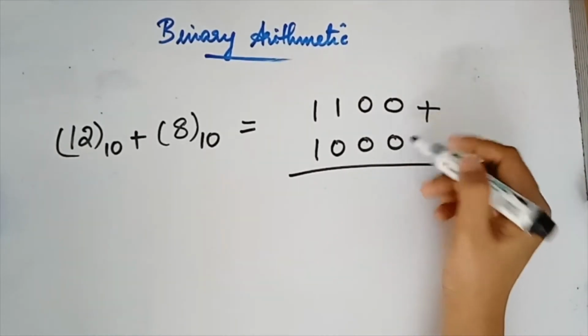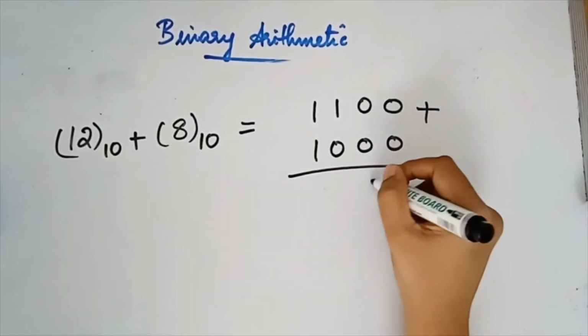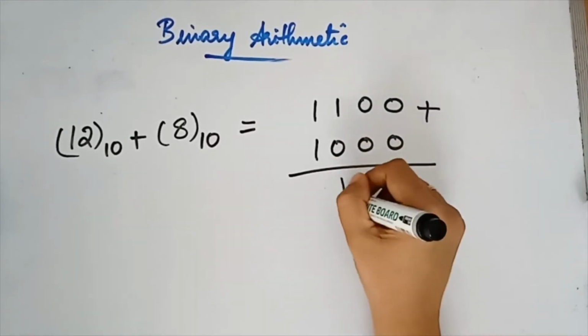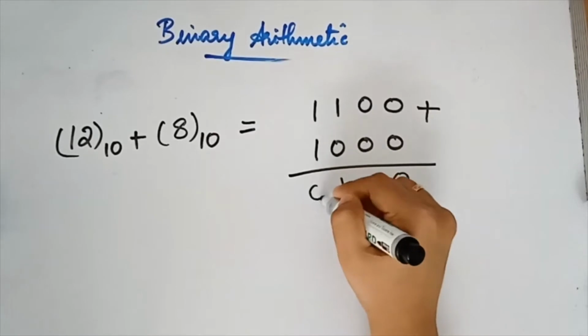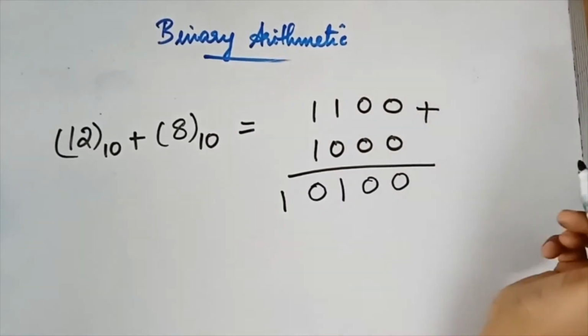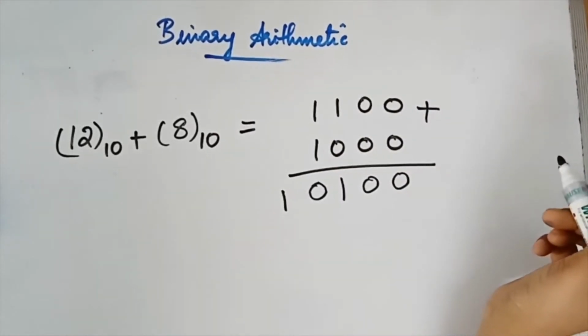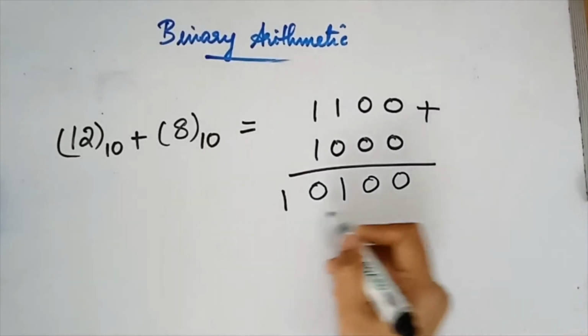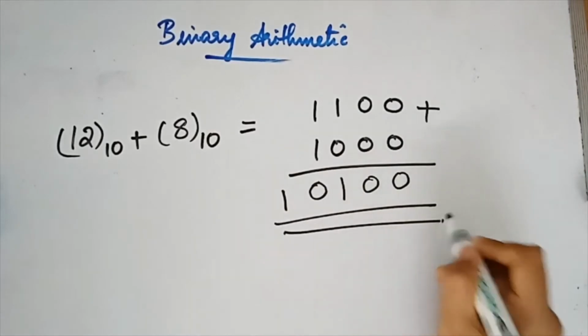So 0 plus 0 is 0. 0 plus 0 is 0. 1 plus 0 is 1. And 1 plus 1 is 0 with a carry 1. Okay, so this is your answer.